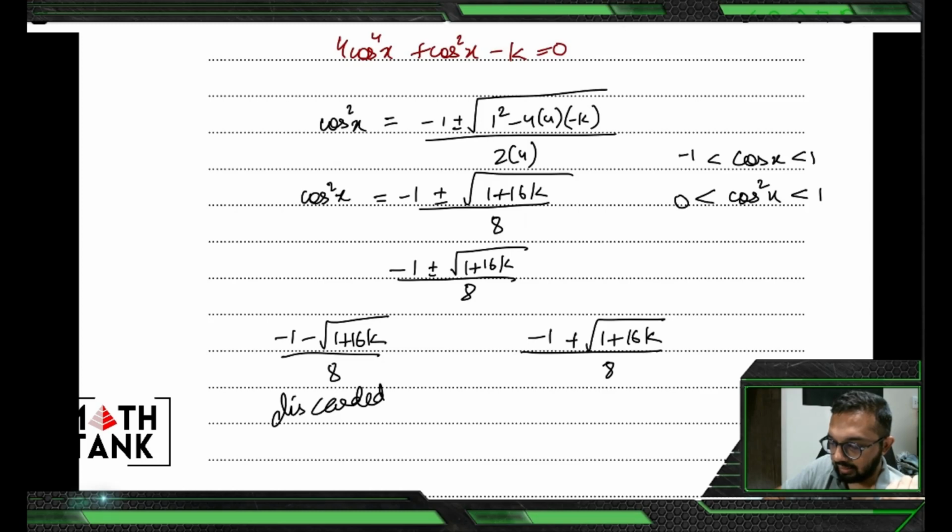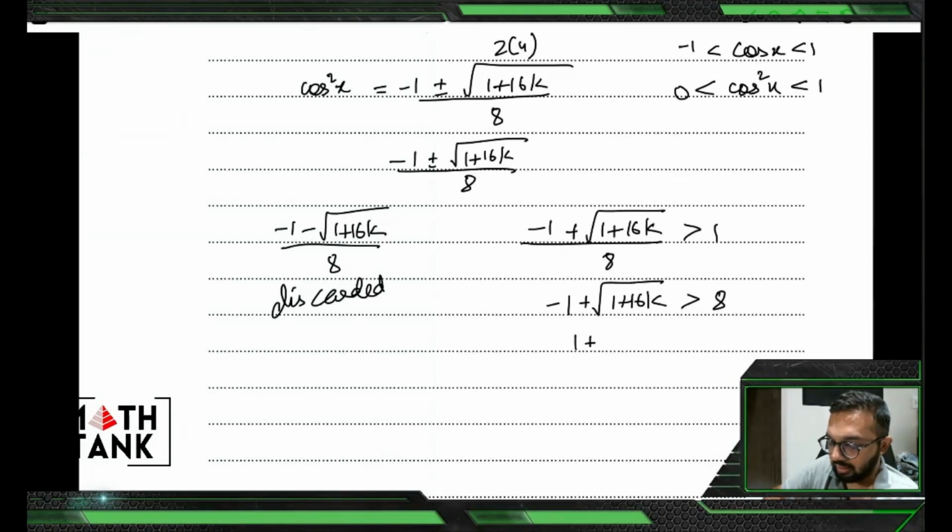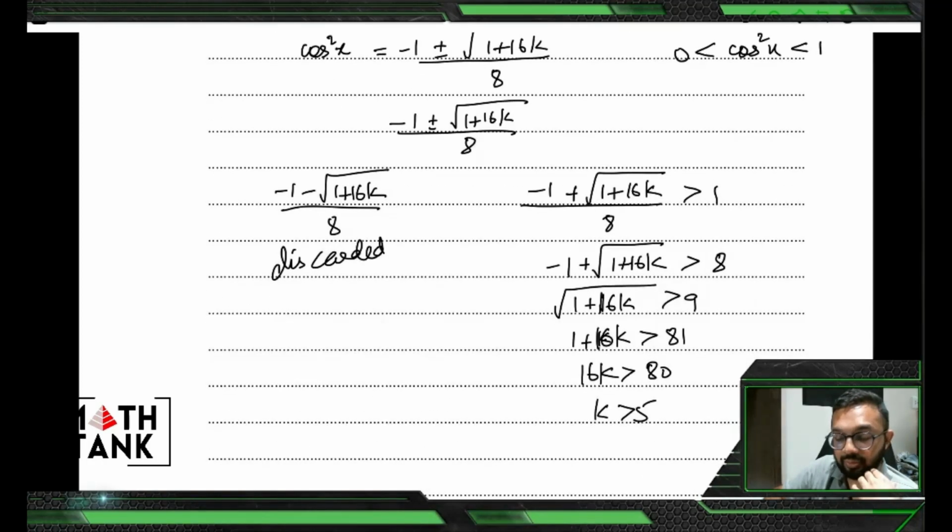So I'm going to say that if this was greater than 1, then it would have no solutions. I'm not asking you for the possibility of having solutions, I'm asking for the possibility of having no solutions. I can cross multiply 8 and I'm left with root of 1 plus 16k greater than 9. So 1 plus 16k is greater than 81. When I square both sides, 16k is greater than 80, k is greater than 5. So that's the correct solution for this question.